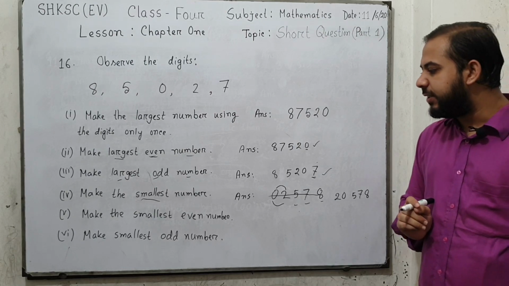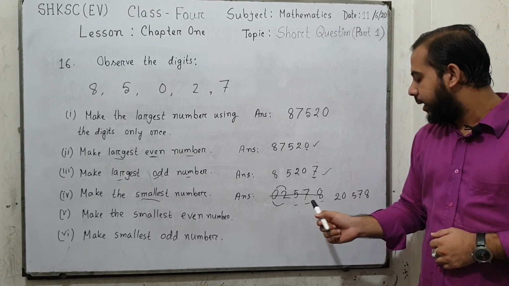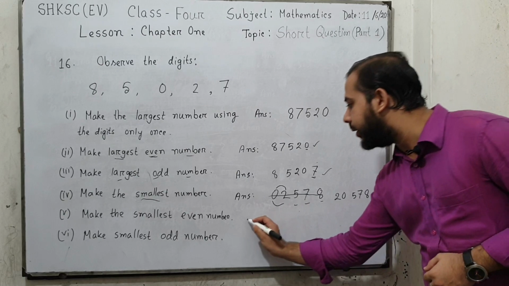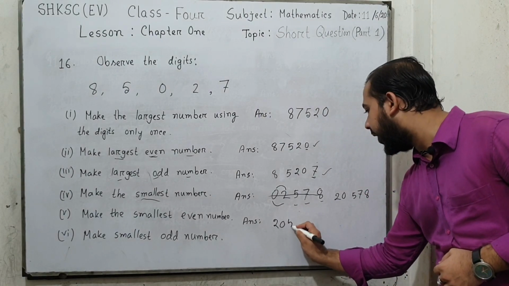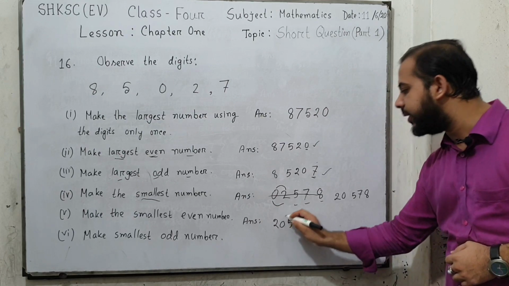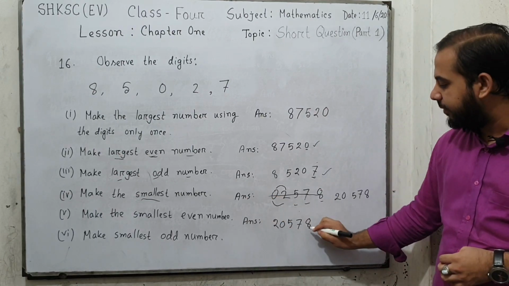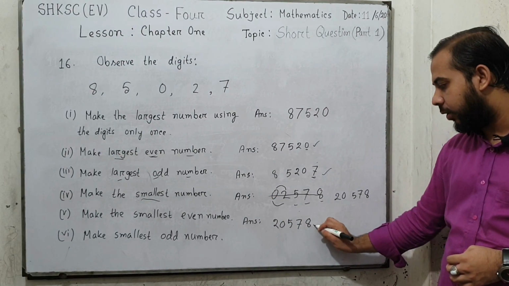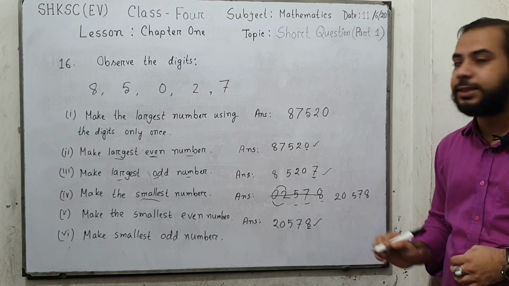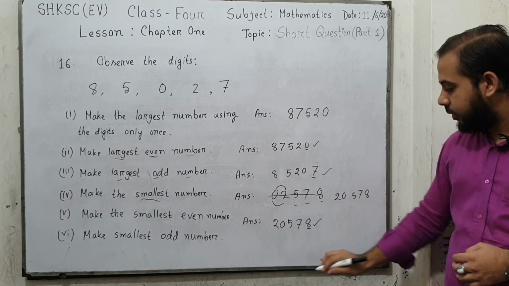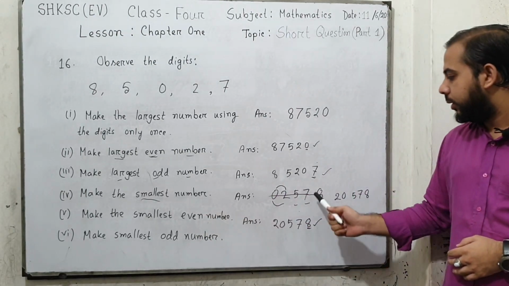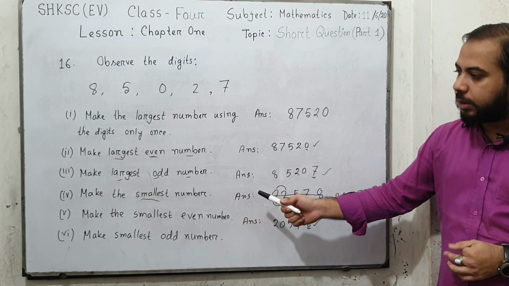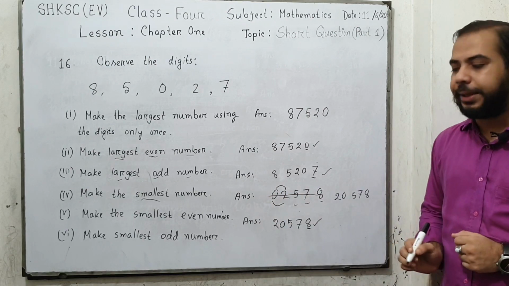Make the smallest even number. So at first we have to write the smallest number. We know the smallest number is 20578. Now we see whether this is an even number or not. This is the smallest number, and also this is an even number because the last digit is 8 and 8 is an even digit. So this is the answer of question number 5 also. Look here, the answers of question number 4 and 5 are the same.